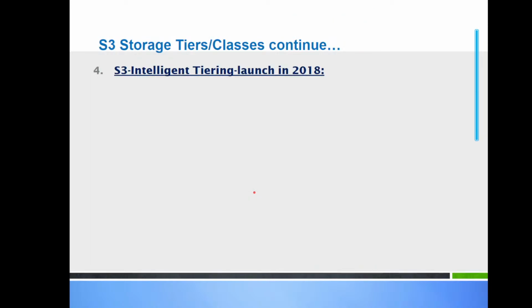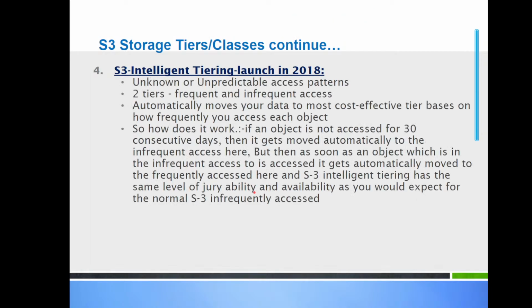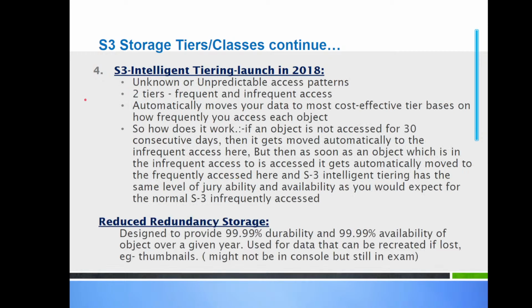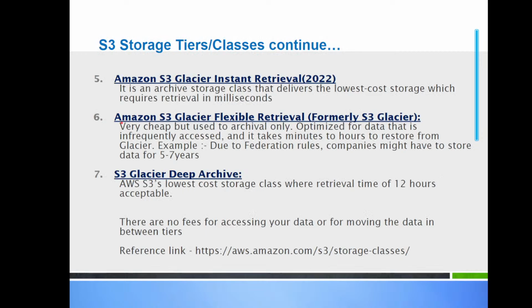Okay, now I will come to this fourth tier. Let's go to the next one. Okay, now what is this tier? Can you see the word S3 Glacier Instant Retrieval?